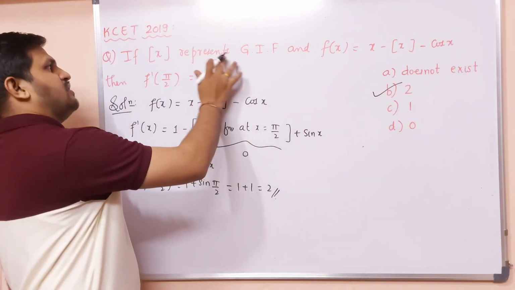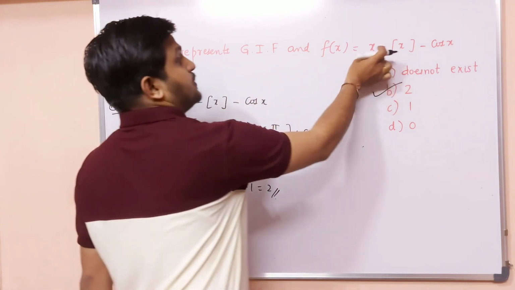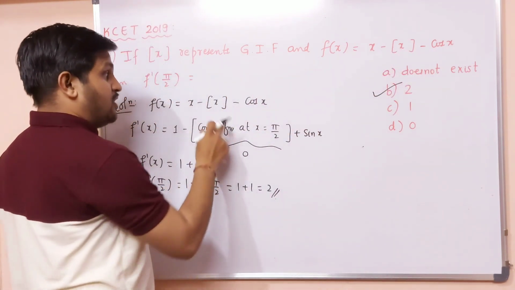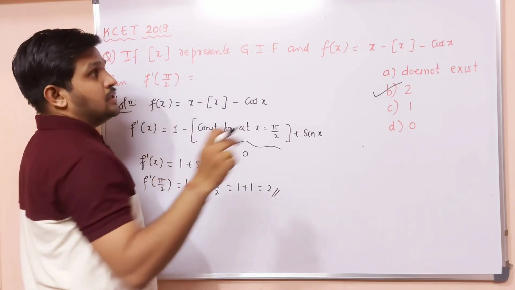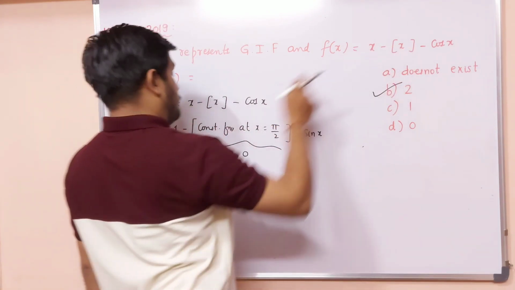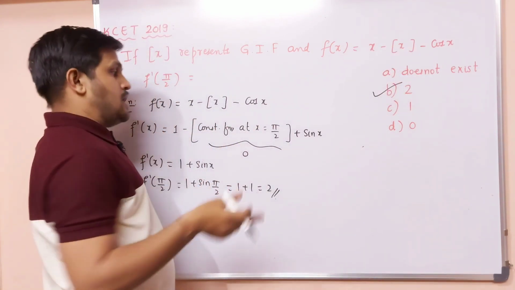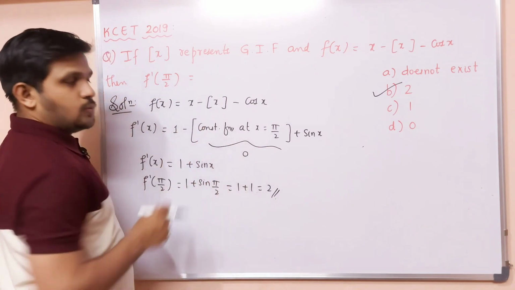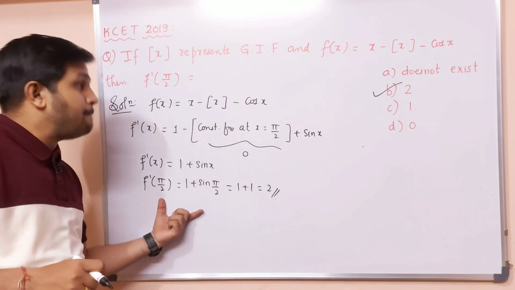Do not get confused with these greatest integer functions. Don't write that the derivative of the greatest integer function is 1. The range is integers, therefore it is a constant function, and the derivative of a constant function is 0. So did you get the answer? Note it down.